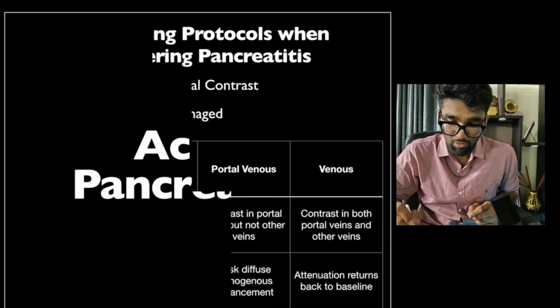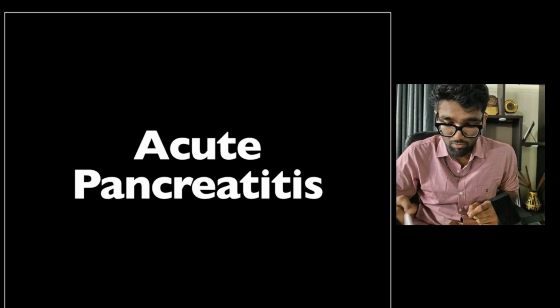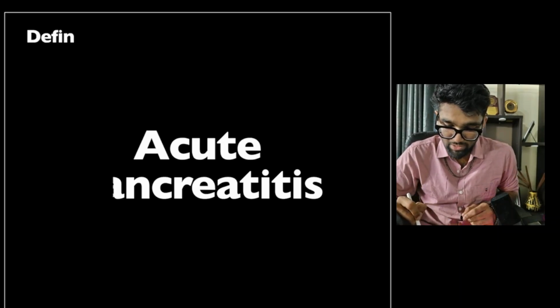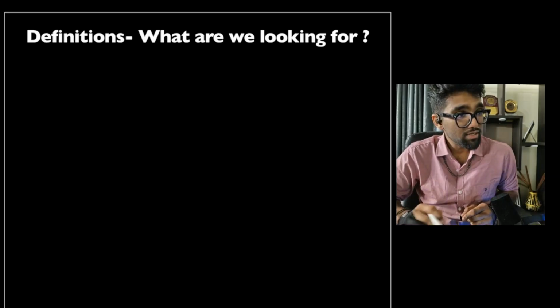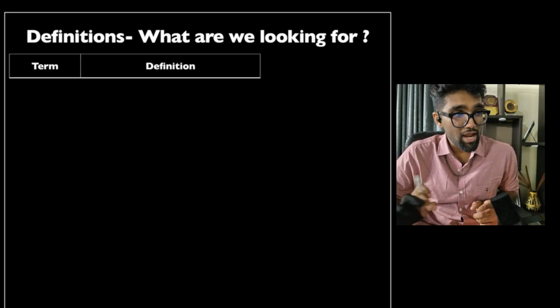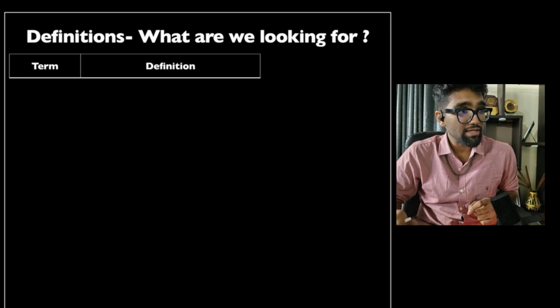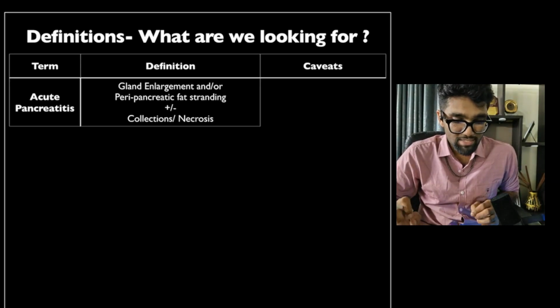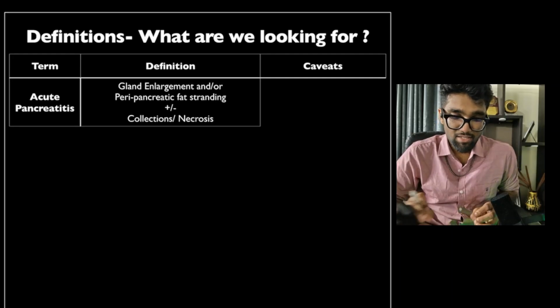Now, coming to acute pancreatitis proper. When it comes to acute pancreatitis, we first need to identify and define what exactly acute pancreatitis is. So, what are we looking for? There are some terms. I'll define those terms, and then I'll talk about the clinical caveats that relate to those terms. So, acute pancreatitis itself is essentially defined radiologically as.